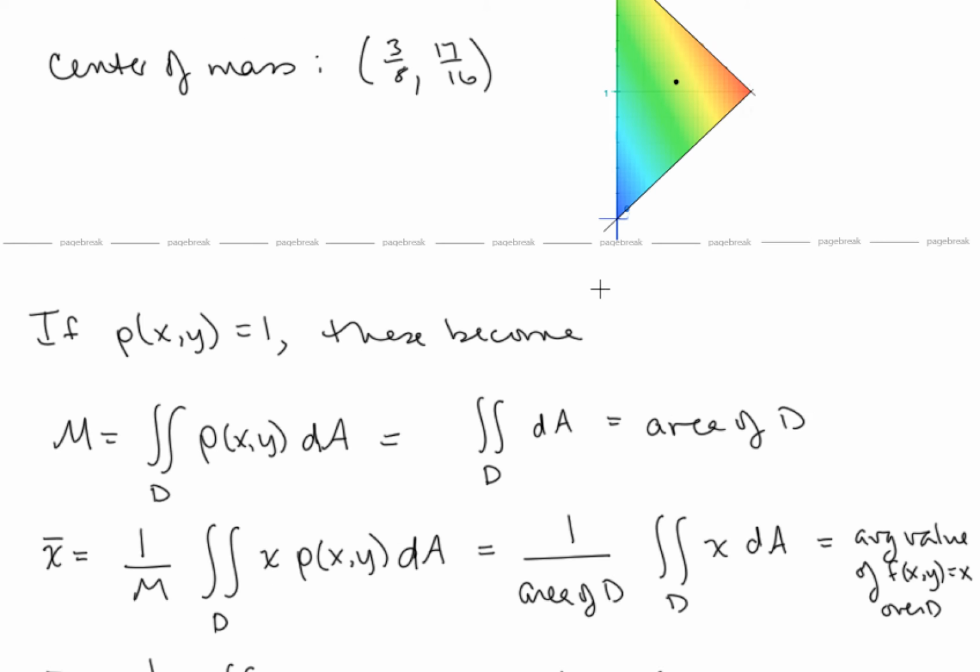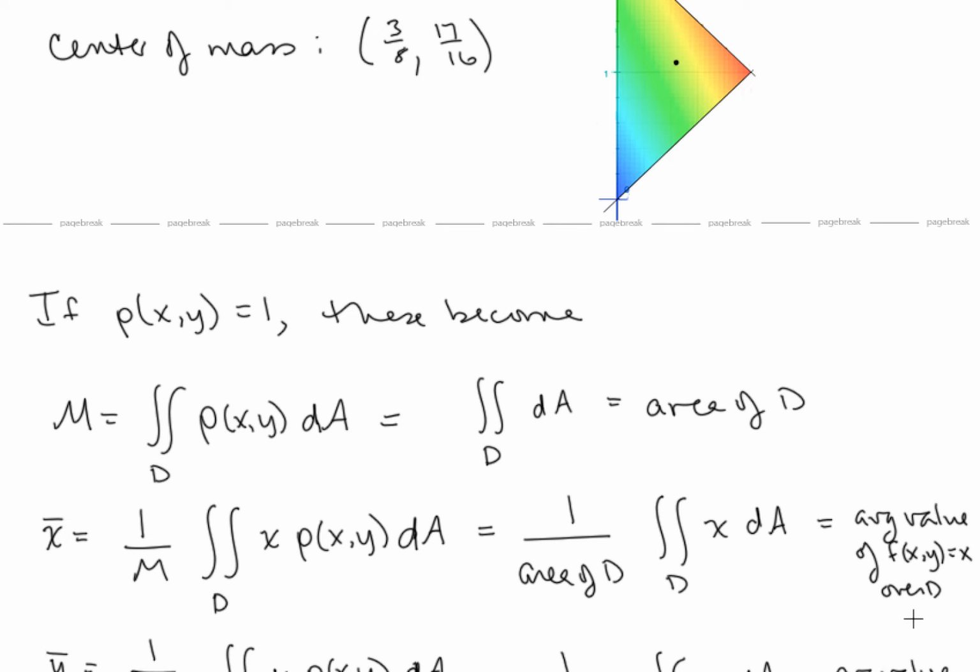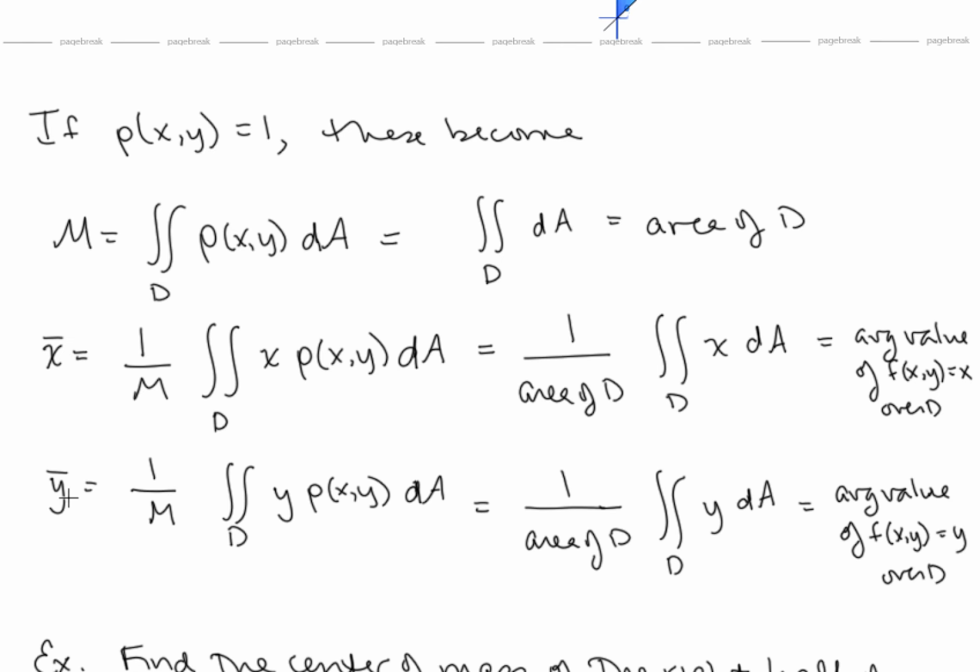Notice though in these calculations, if the density function is equal to 1, then the mass just becomes the area of the domain. And then x bar becomes 1 over the area of the integral of the function x. So that's just the average value of the function x over that domain. And similarly, y bar is 1 over the area integral of y over that domain. So that's just the average value of the function f of xy equals y over that domain.